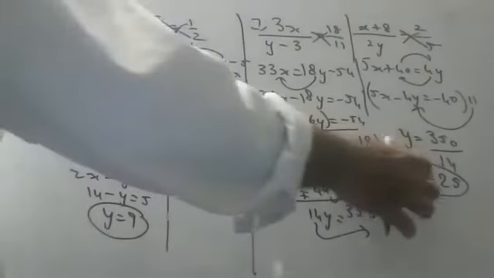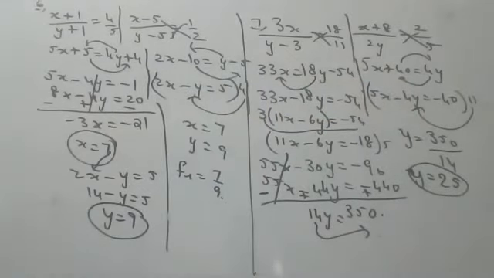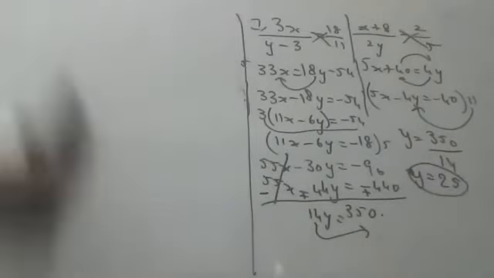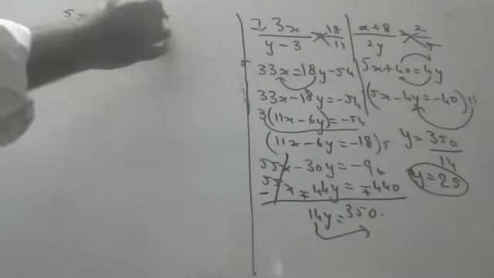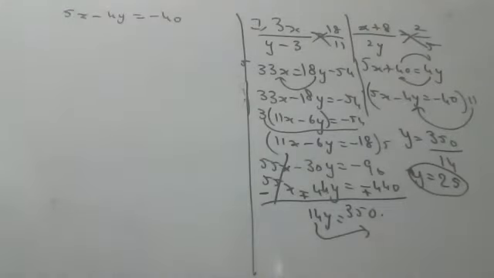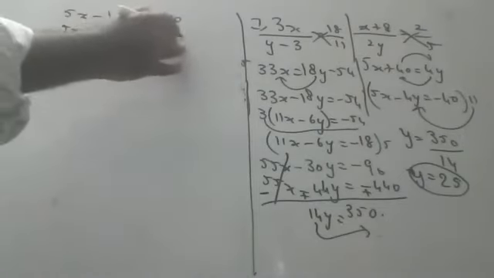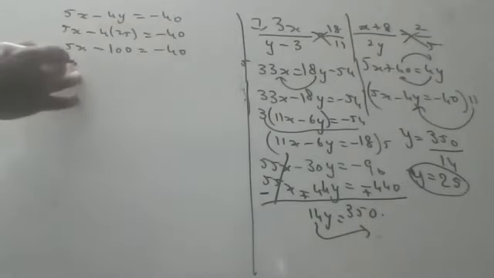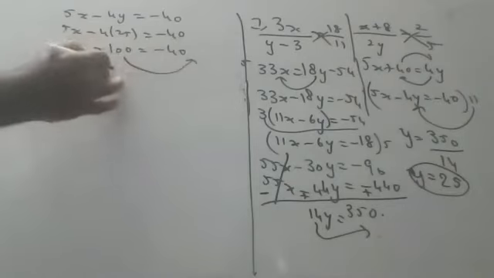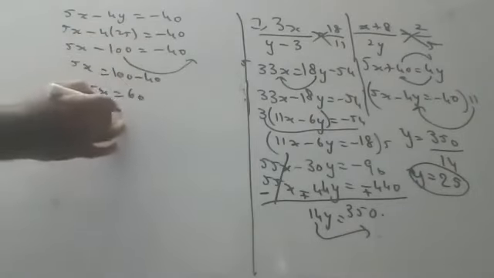Now you have to substitute y. In which equation do you want to substitute, this equation or this equation? Your wish. Second equation, sir. Okay, tell me the second equation substitution. 5x minus 4y is equal to minus 40. 5x minus 4 into 25 is equal to minus 40. 5x minus 100 is equal to minus 40. 5x is equal to 60.